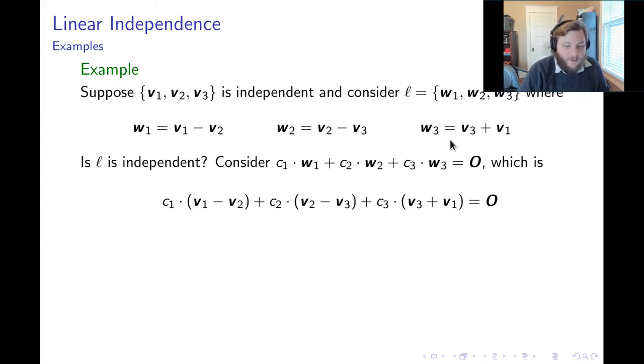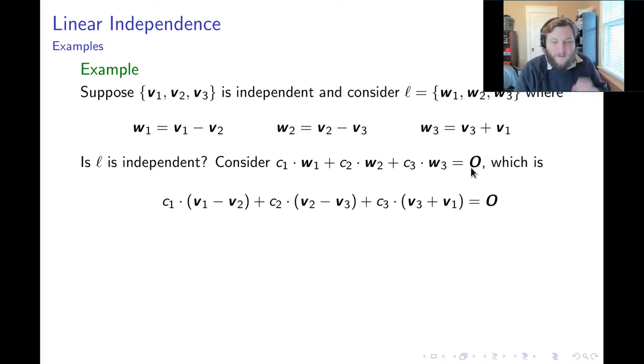So we start with the equation where we scale the first vector we're interested in, w1, by a variable c1. Then we scale the next vector we're interested in, w2, by a variable c2. Then we scale the next vector, w3, by a variable c3. We add everything up and set that equal to 0. Okay, so now we have to ask ourselves, what can we do here?